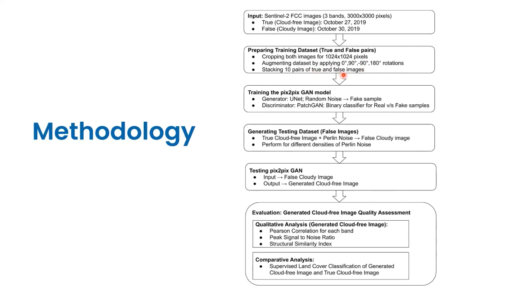So we had a data set of 10 true and false image pairs, which we used to train the Pix2pix GAN model. Then we generated the test data set. We took some actual cloudy images, and then we took the cloud-free image, and then we generated fake cloud cover using Perlin noise. Then we tested the GAN model, and then we evaluated the GAN model using certain metrics.